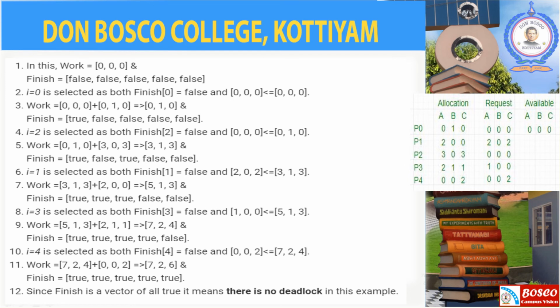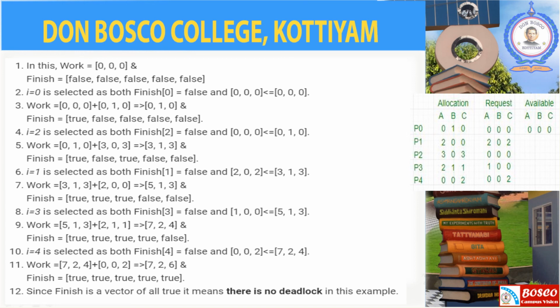And next we will be selecting i is equal to 4, that is the fourth process. Then we have to check the finish status. It is false. And the request for P4 is 0 0 2, and it is less than 7 2 4. Both the conditions are true. So the next step is we have to add the allocation data structure to the Work. So 7 2 4 plus 0 0 2, it will become 7 2 6. And we have to change the status of Finish to true.